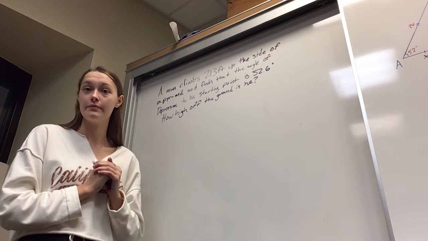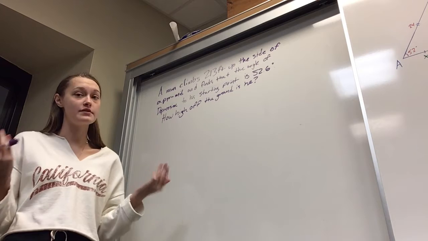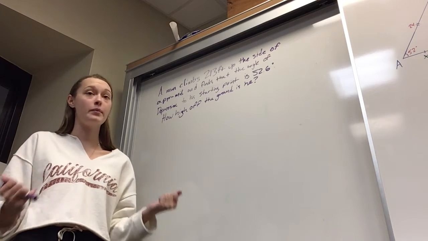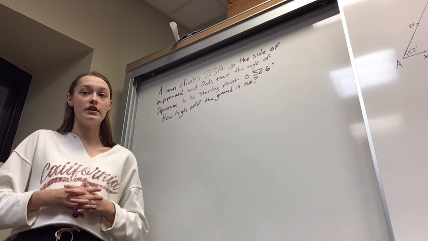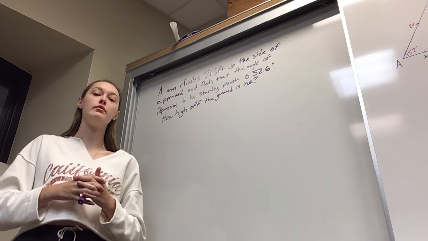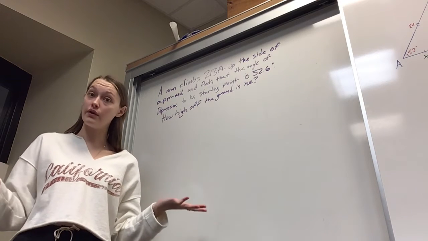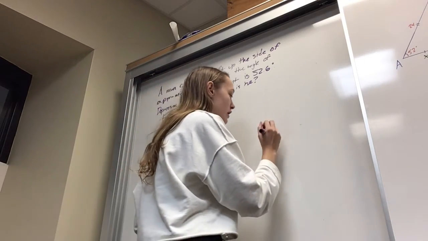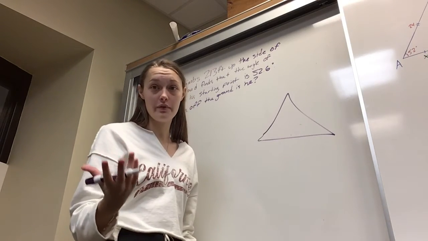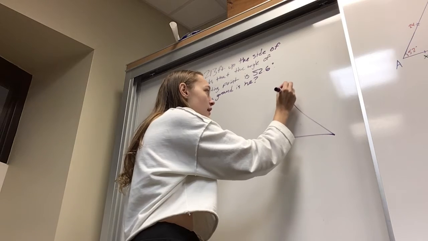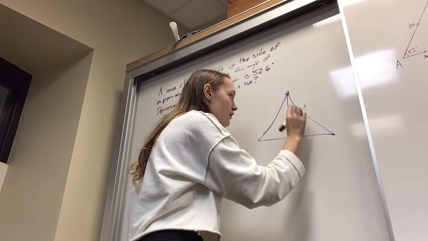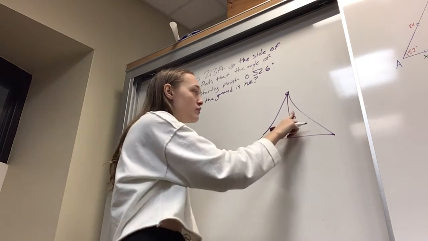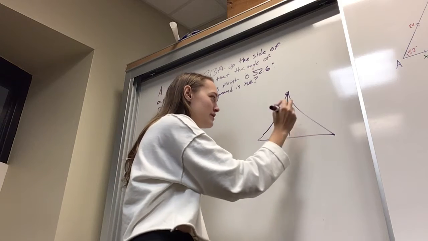So I've written an example on the board. It says a man climbs 213 feet up the side of a pyramid and finds that the angle of depression to his starting point is 52.6 degrees. How high off the ground is he? Well, we start off by drawing the pyramid, which is just a triangle. We are trying to find how high up the man is. So he is at the top up here, so we're trying to find the height, which is h. I'm going to use y though.